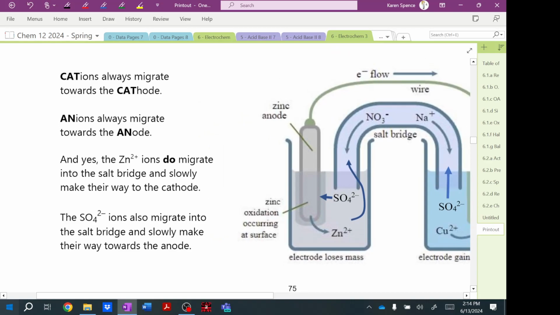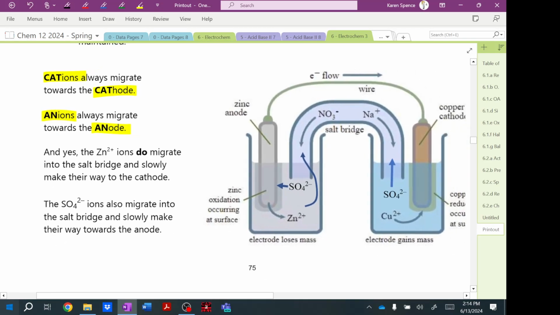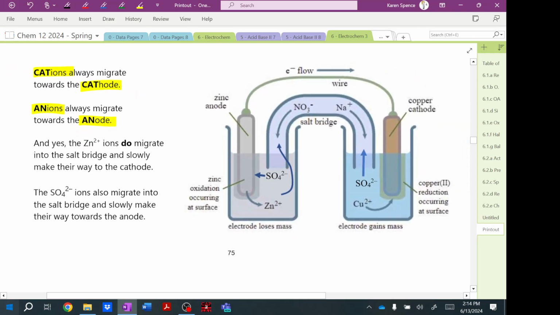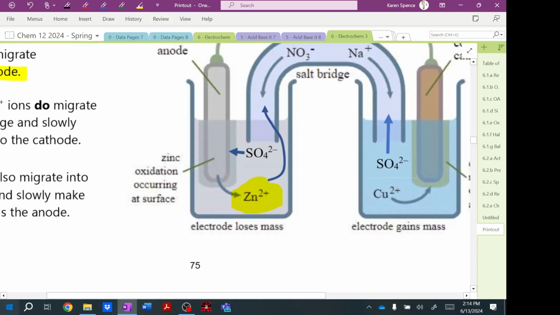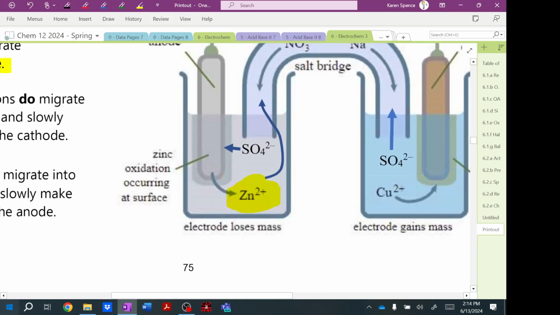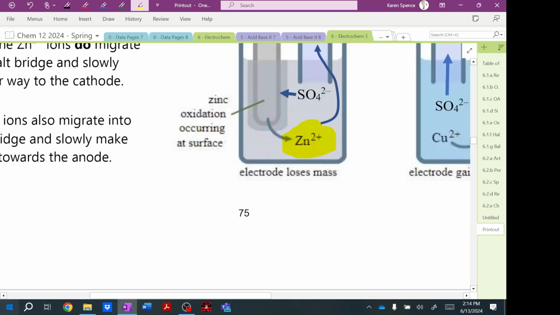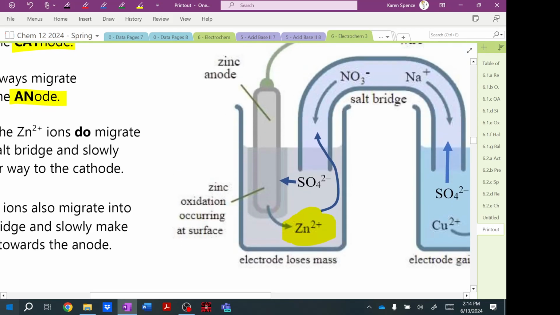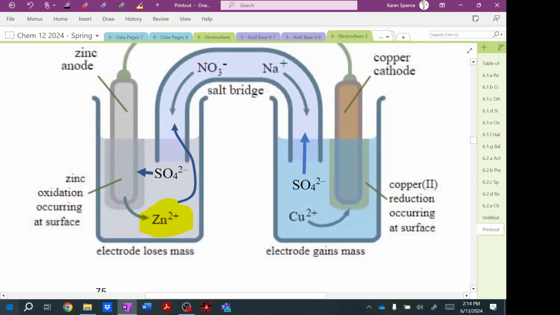So, cations always move towards the cathode. Anions move towards the anode. And even the ones that are, like, let's say we have zinc down here, okay? That's part of the zinc sulfate solution. It will eventually make its way into the salt bridge, and it might even migrate over to the other side. But the ions move very slowly, so that's going to take a long time, okay? So we're really relying on the sodiums to go and replace the copper that is turning into copper solid, okay?